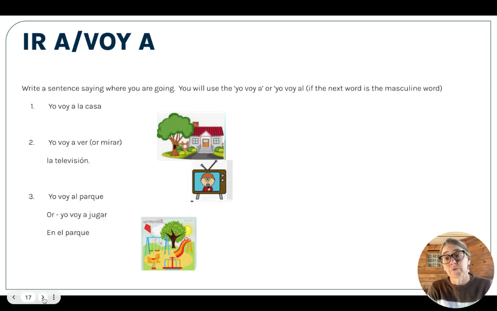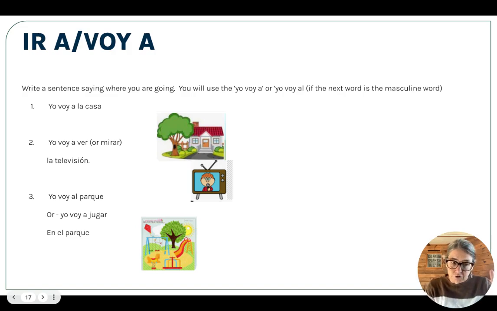Here's your answers. So yo voy a casa or a la casa. Yo voy a ver la televisión or mirar. You can use mirar here. Yo voy al parque, or you could say, I'm going to play in the park. I'm going to walk to the park. Yo voy a jugar en el parque. Or possibly, yo voy a caminar en el parque.